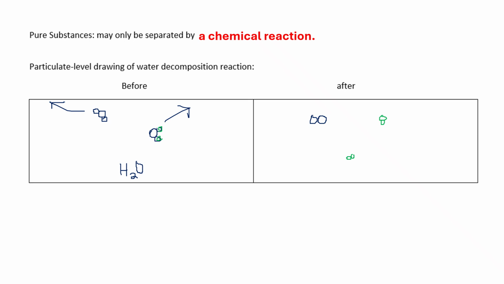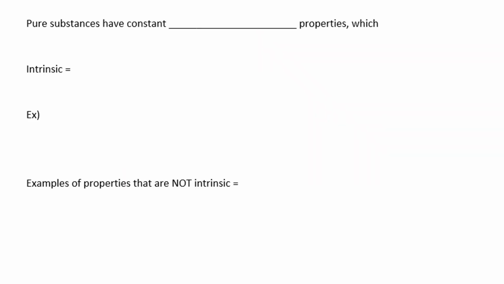So we've done a chemical reaction, and what we ended up with in the end is something very different. We have some H2 molecules, and we have one O2 molecule. So we created something different, something new, something with different properties. So that would be the only way to separate a pure substance.